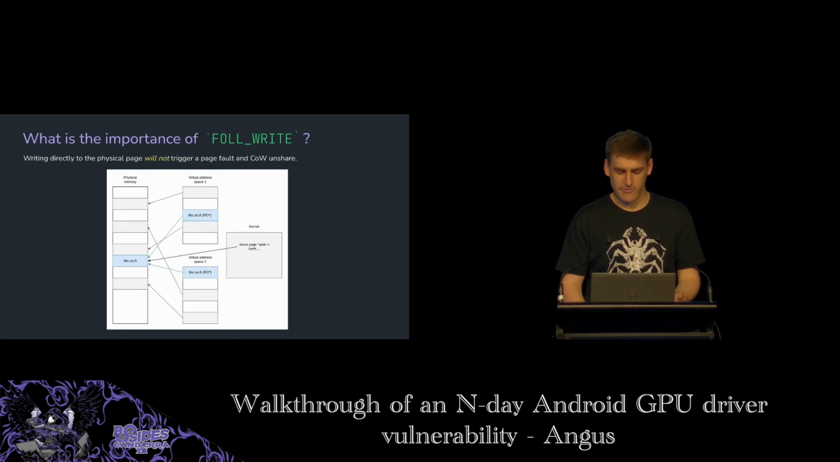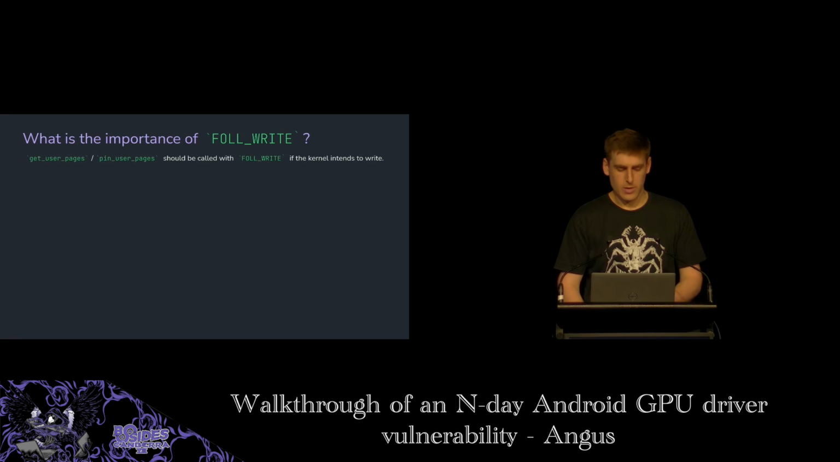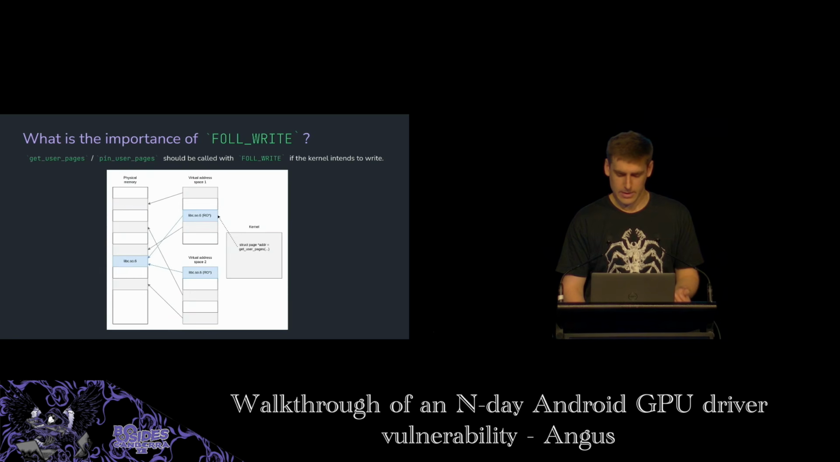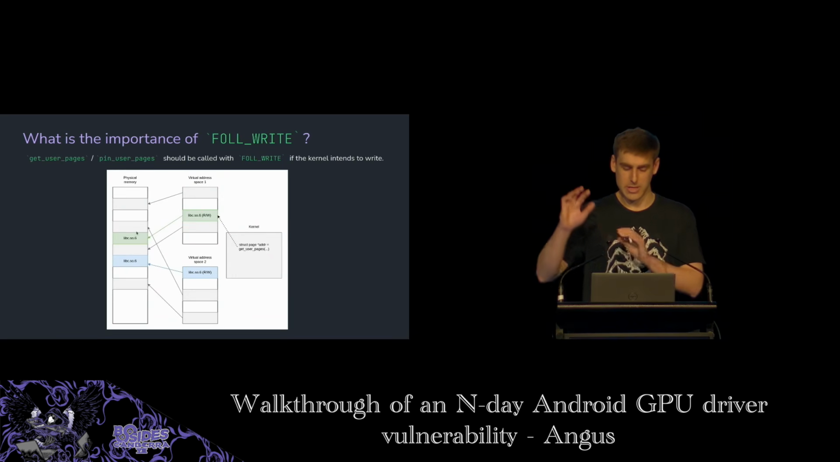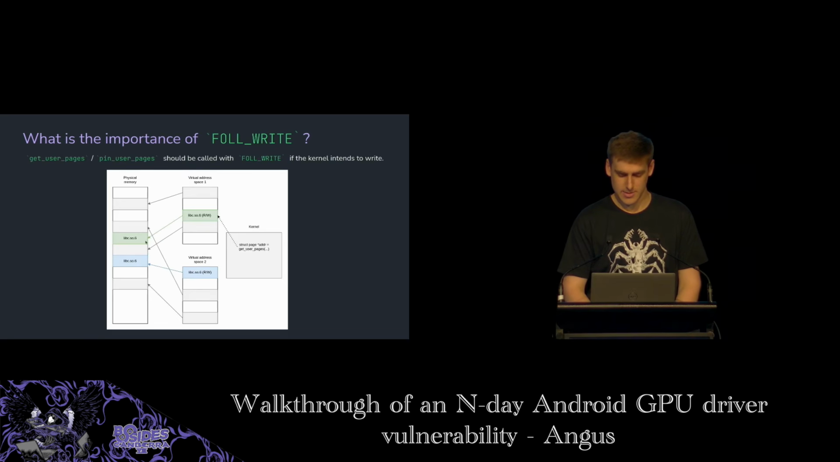And so this is where full write comes in. If the kernel intends to modify data that it's pinned from user space, it should set the full write flag. And what will happen is when you call get user pages with full write, it'll traverse the page tables, find the underlying physical memory. If that memory is shared between two different processes, it'll trigger a copy on write unshare, and it'll get duplicated into two different copies. And then the kernel will get a pointer to the new copy of the physical memory.